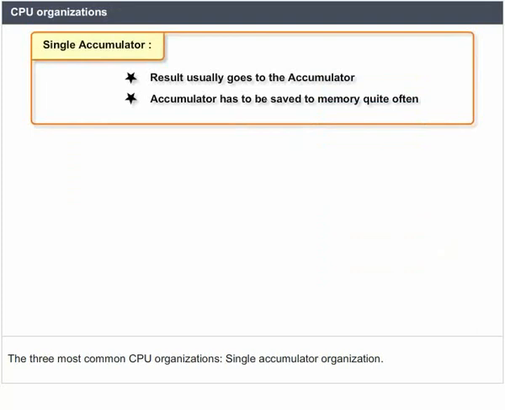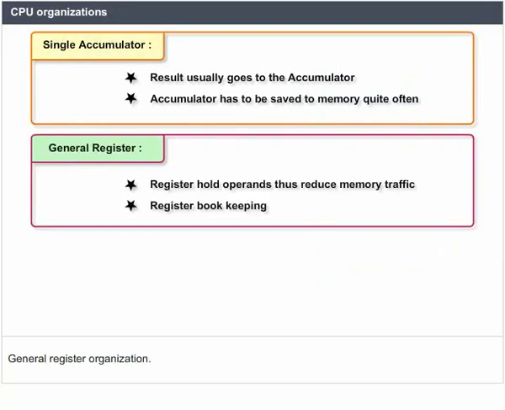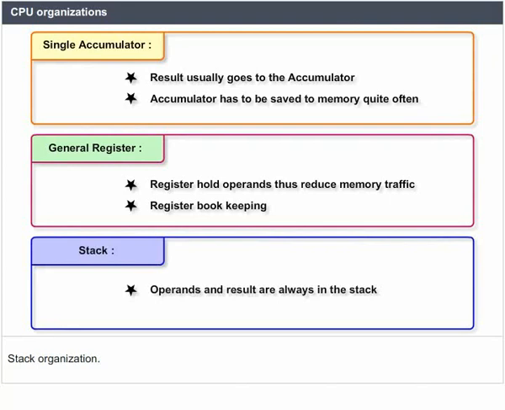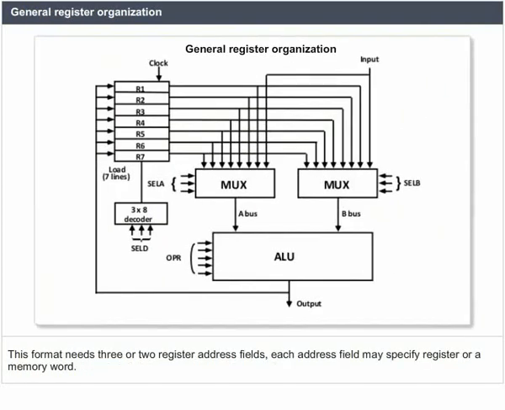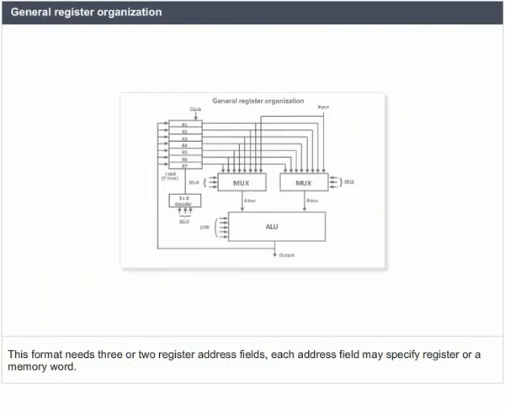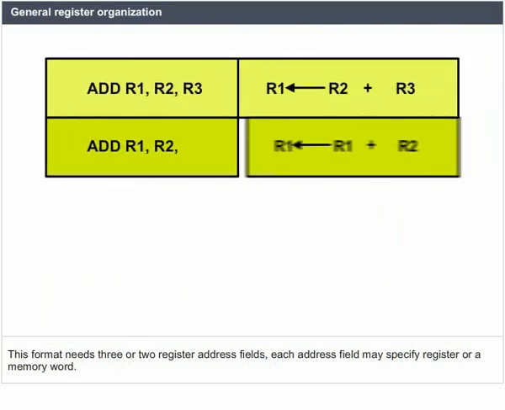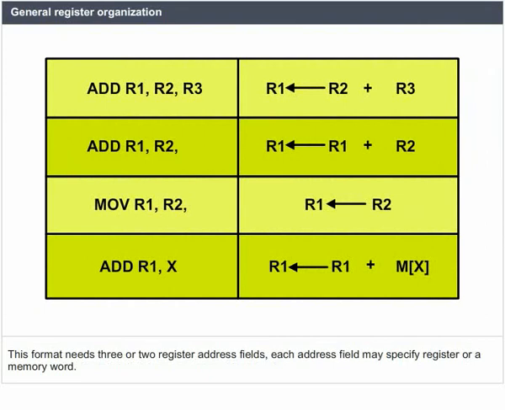CPU organizations. The three most common CPU organizations are single accumulator organization, general register organization, and stack organization. Single accumulator organization: all operations are performed with an implied accumulator register. The instruction format in this type uses one address field. General register organization: this format needs 3 or 2 register address fields. Each address field may specify a register or a memory word.